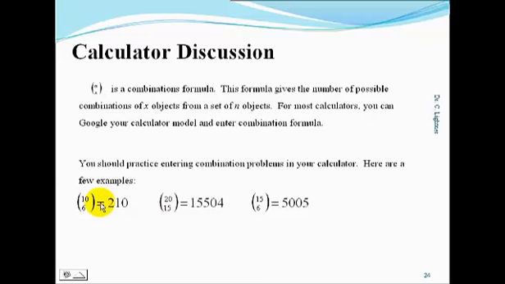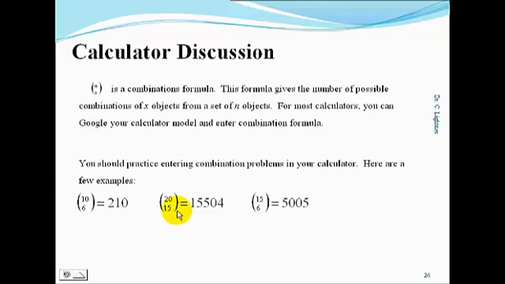For this first example, you should practice if you have 10 items and you want subgroups of size 6. This formula should give you the number of subgroups of size 6 that can be formed from 10 items. Entering this in your calculator, you should obtain 210.